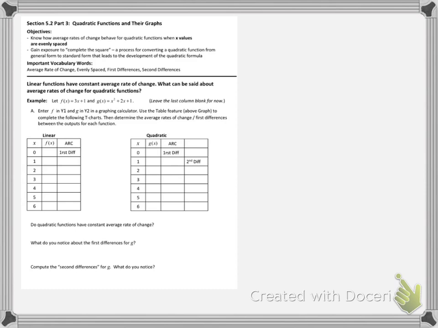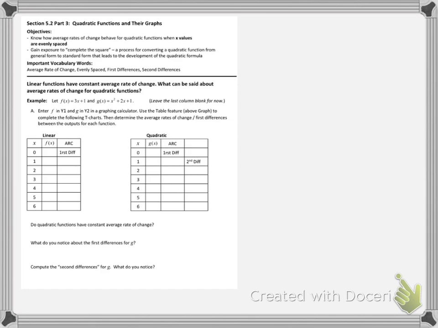So we're just going to briefly look at the relationship between average rate of change and quadratics. So we know that with linear functions, we have a constant average rate of change. And this thing we call the first difference is basically just the slope when it's a linear function. So it's the difference in the y values between two consecutive points. So when my x value goes from 0 to 1, my first difference is whatever the difference in the y values is. When I go from 1 to 2, same deal.